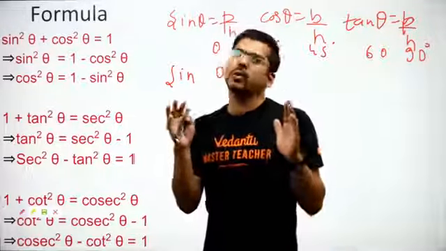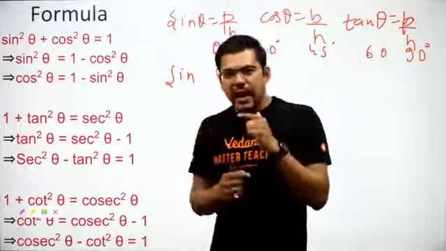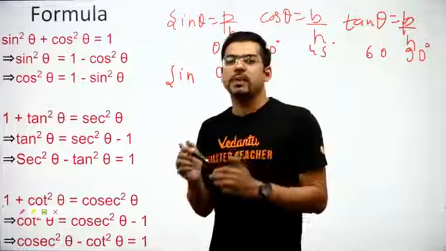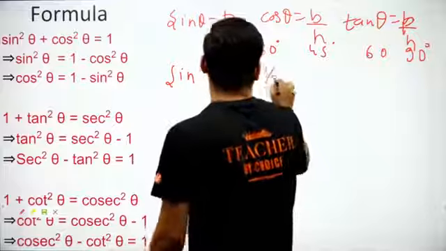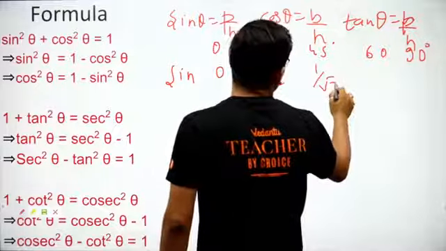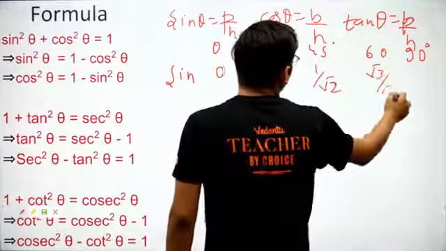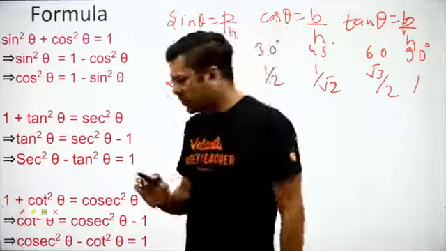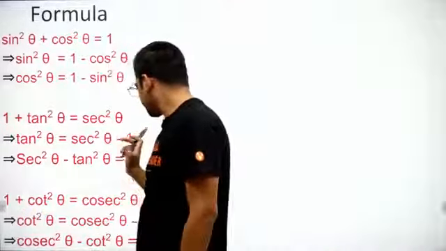Just write it down on a piece of paper, and as much as you use it, you will be able to memorize it. Sine theta: 0, 1 by 2, 1 by root 2, root 3 by 2 and 1. So I am just leaving these formulas. Now moving on to the next.